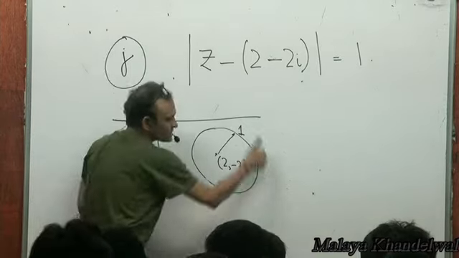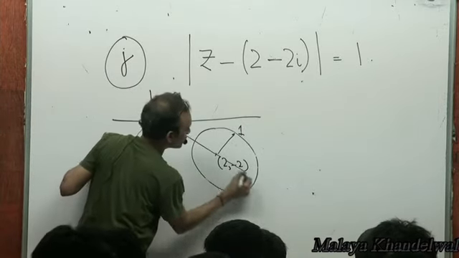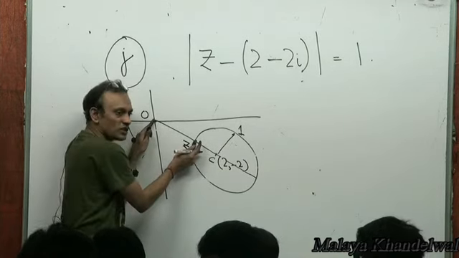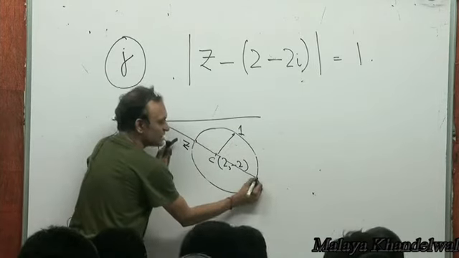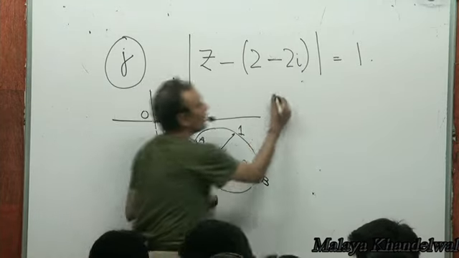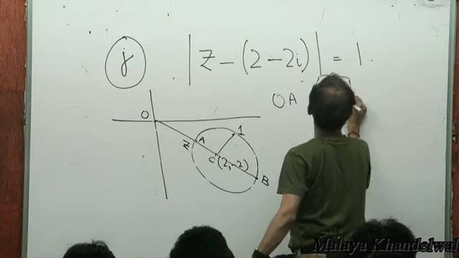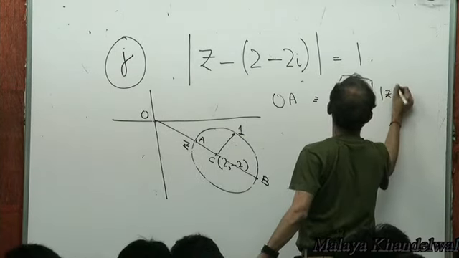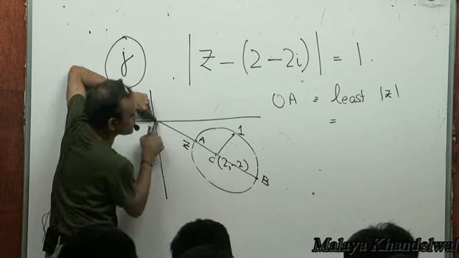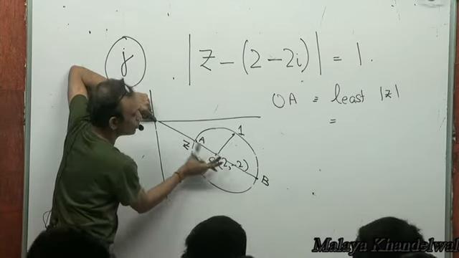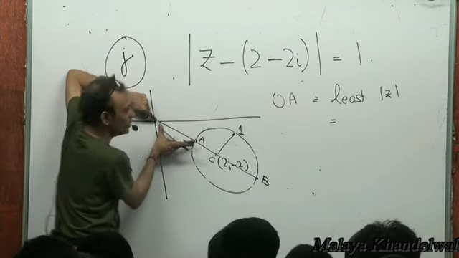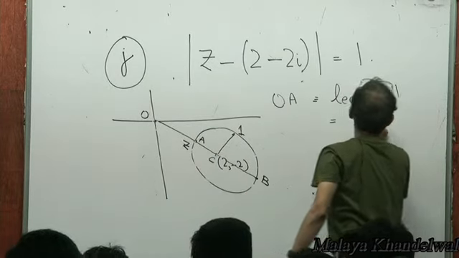Do you realize that of all the z's lying on this circle, you draw a diameter like this, then this z would have the smallest mod z, and this z would have the largest mod z, right? So suppose this is OA, this is OB. OA is therefore least mod z. Do you realize that the distance of 0, 0 from 2 comma minus 2 is 2 root 2? Minus the 1 unit radius of the circle gives me OA. OA is least mod z, yes or no? So it would be 2 root 2 minus 1.